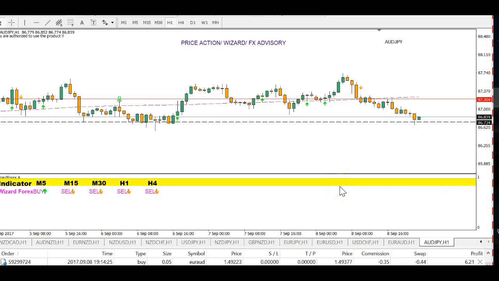Traders, Alberto here, and this is another update, another tutorial on the Wizard and FX Advisory, and today's lesson is going to be on price action. Price action usually is the best way to trade. Understanding candlestick patterns will help you profit in the markets.